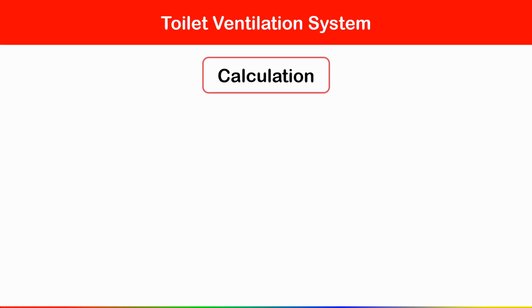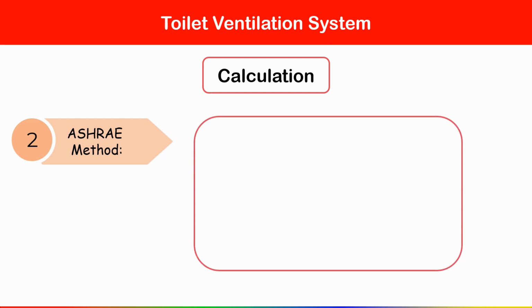So here what we have done is the calculation by the air changes method. That is the first method. Now see how to design the toilet ventilation system with the help of the second method, the ASHRAE method. In that also we have to remember some points while designing. According to ASHRAE, ASHRAE is the American Society of Heating, Refrigeration, Air Conditioning Engineers.